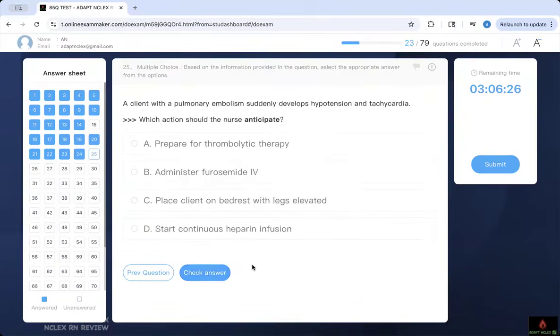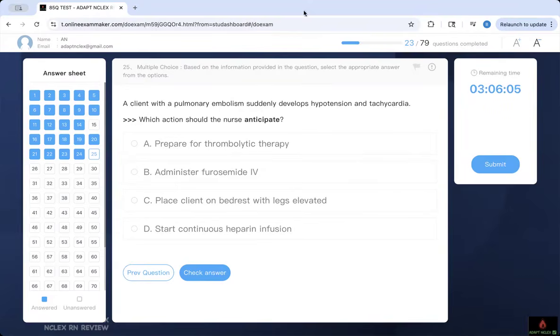A client with pulmonary embolism suddenly developed hypotension and tachycardia. Which action should the nurse anticipate? Patient is in trouble. Prepare for thrombolytic therapy. Give them furosemide. Place client on bed rest with leg elevated. Start continuous heparin infusion. I have pulmonary embolism. You treat me, but go for the question.